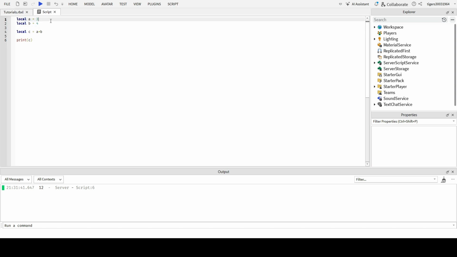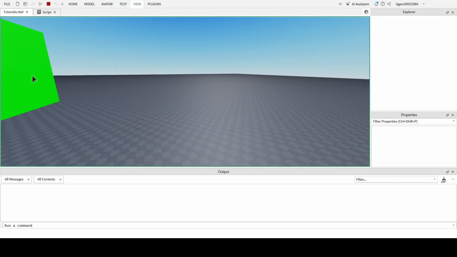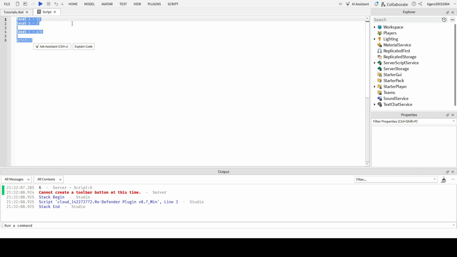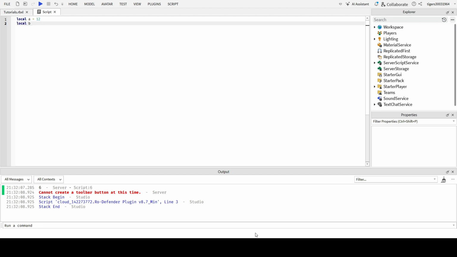Now let's say we want to do division. So let's say A is 12, B is 2. Then we use a slash, so A slash B, A over B. So this will be 12 divided by 2, A divided by B. And there you go. So we can just print this out quickly. Let's say we have local A equals 12, local B is 2.